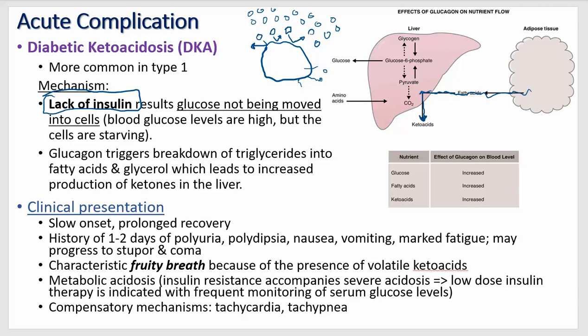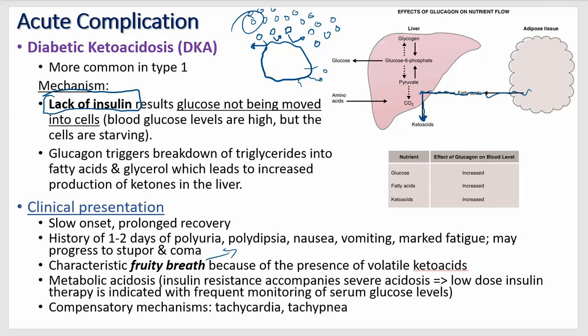So then we can see the symptoms of that: slow onset, prolonged recovery, history of 1 to 2 days of polyuria because of all this glucose, polydipsia, nausea, vomiting, marked by fatigue, may progress to stupor and coma. So this can be deadly because a lot of these symptoms are just going to come from acidic blood. So characteristics: fruity breath, remember, because of those keto acids. Metabolic acidosis, so insulin resistance accompanies severe acidosis.